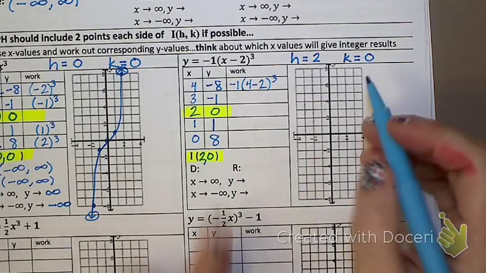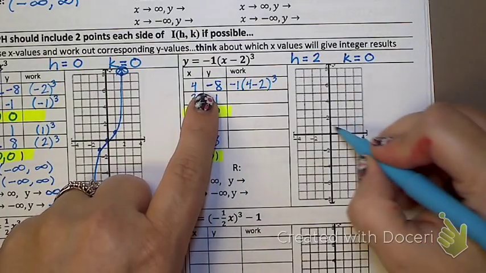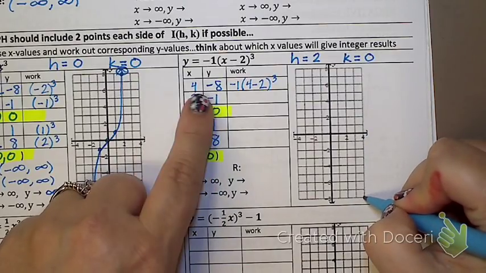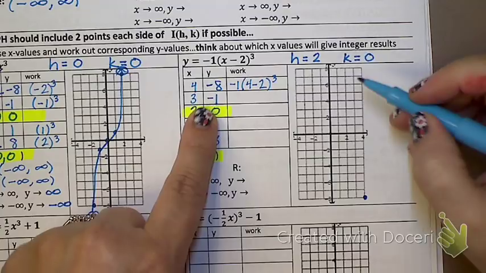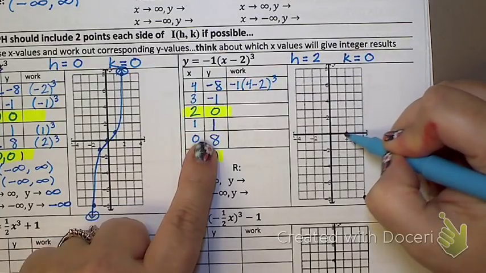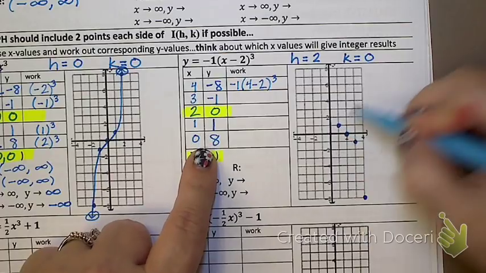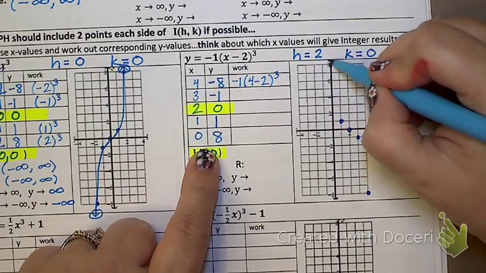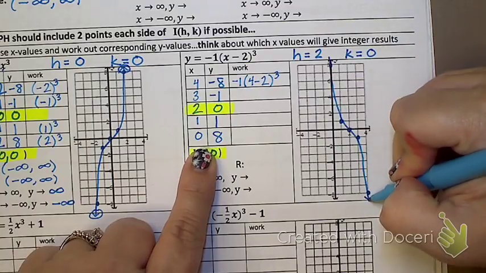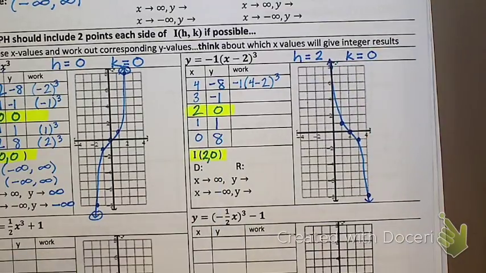Okay? So now let's plot our points. 4, negative 8, 3, negative 1, 2, 0, 1, 1, and 0, 8. And then do your dot to dot, with just as smooth of a curve as you can.